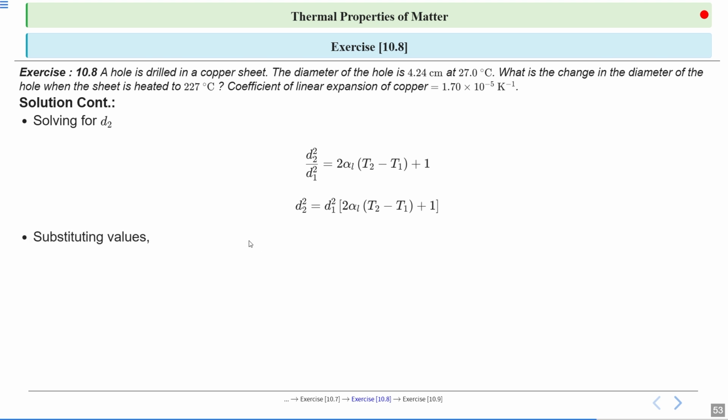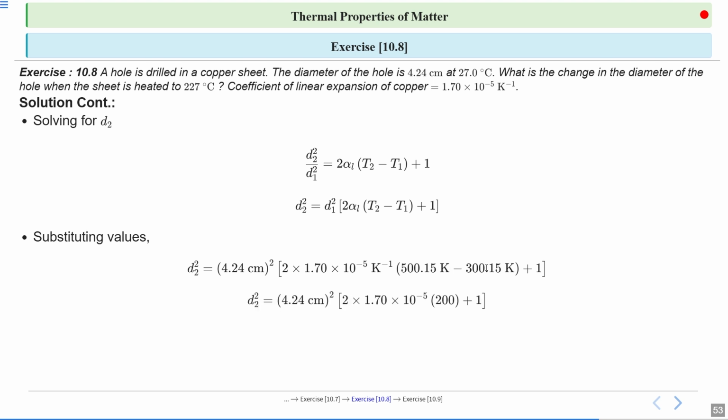So substituting values, d2 square equal to (4.24 centimeter) square into [2 into 1.70 into 10 raised to the power minus 5 per Kelvin into (500.15 Kelvin minus 300.15 Kelvin) plus 1]. So solving this, d2 square equal to (4.24 centimeter) whole square into [2 into 1.70 into 10 raised to the power minus 5 into 200 plus 1].